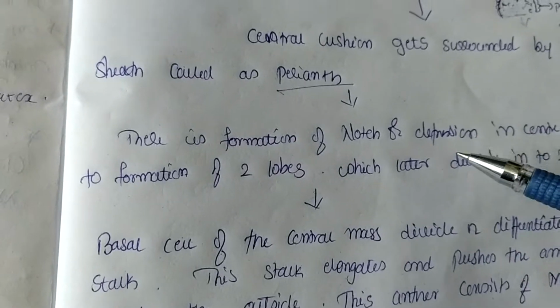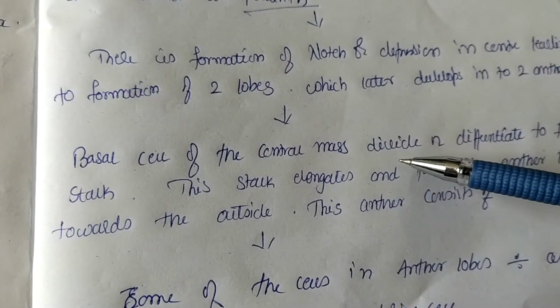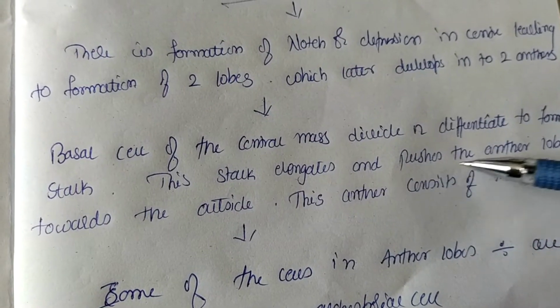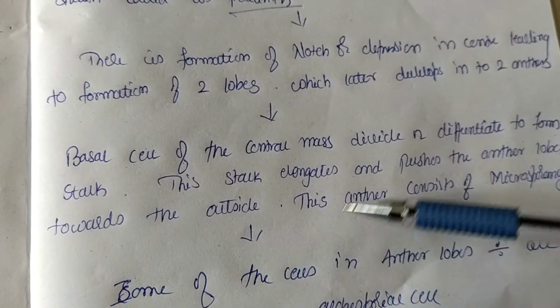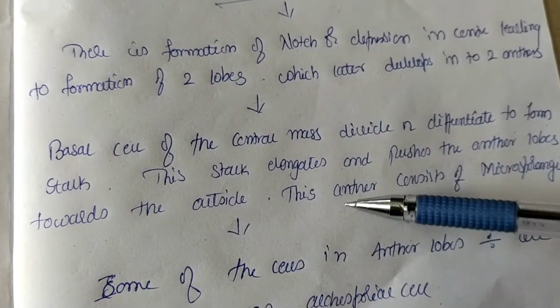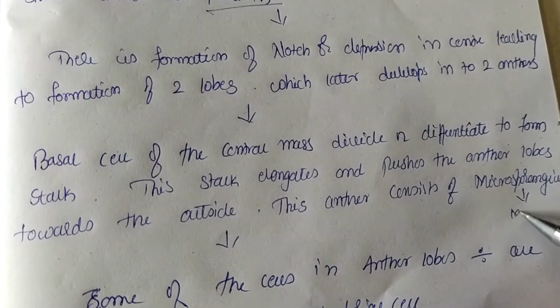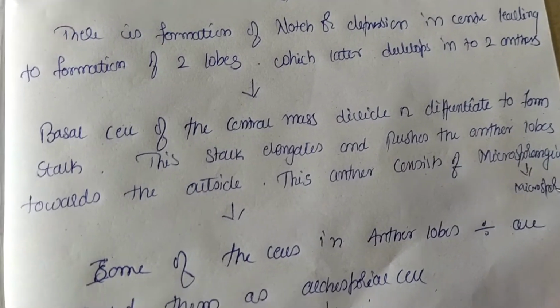So there is a formation of a depression. The basal cell of the central mass divides and differentiates to form what is called a stalk. This stalk elongates and pushes the anther lobes towards the outside during the time of maturation. This anther usually consists of microsporangium. Microsporangium usually contain what is called microspores.